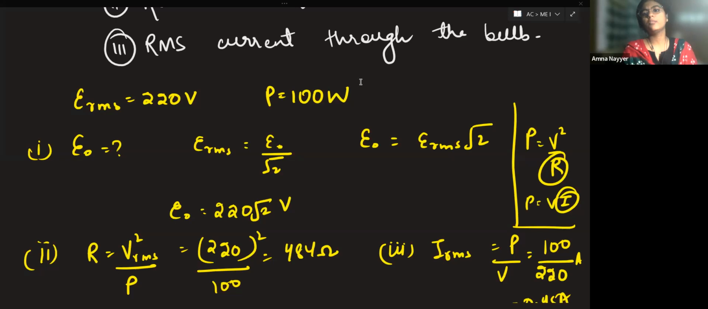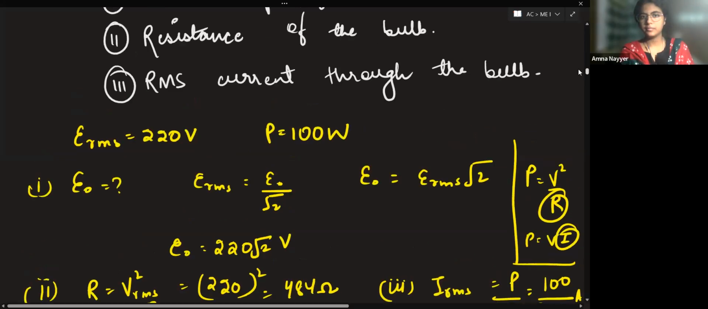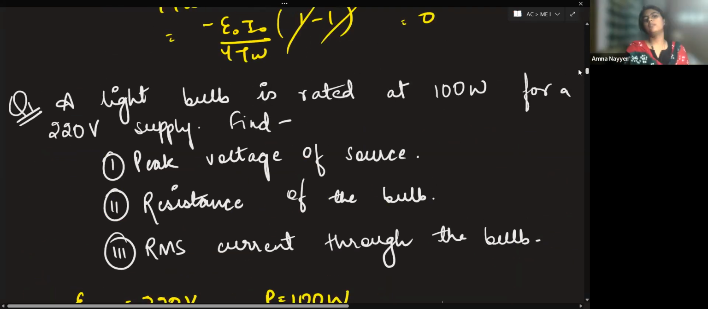ERMS has 220 volts, that is given in the question. It is rated at 100 watt and 220 volt supply. So I've told you already that whenever you have such a supply, and nothing is mentioned, that is your RMS value. Done till here, class?